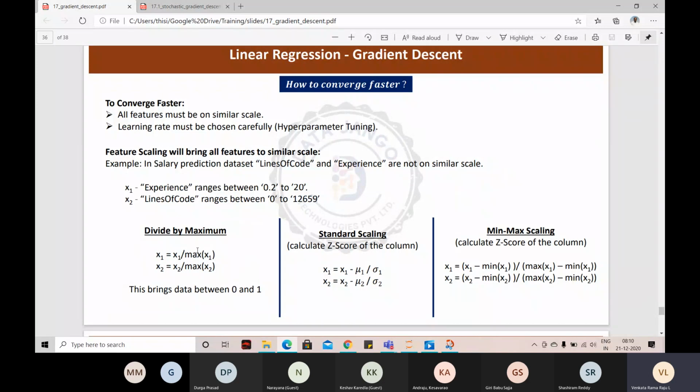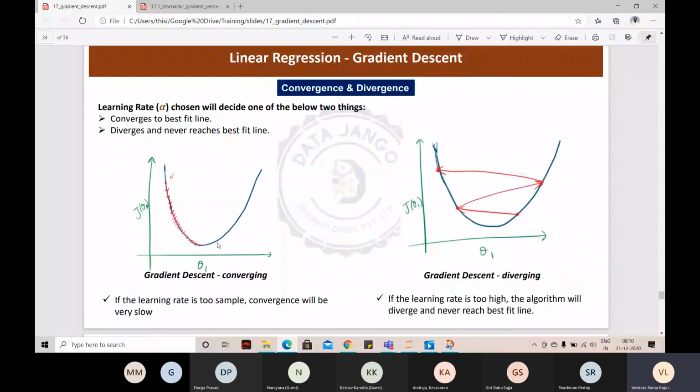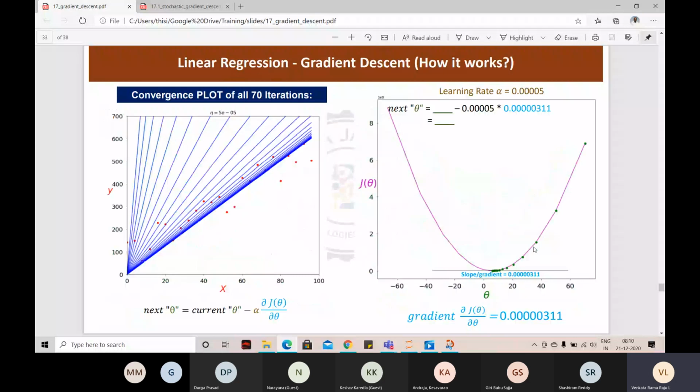For the gradient descent algorithm to converge faster, your data must be scaled properly. Why? Because if you look at this graph, this curve looks steep. If your data is on different scales, then this curve will become slanted like that. Let me take a screenshot and explain.